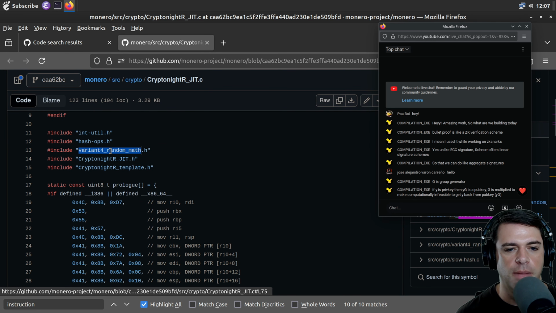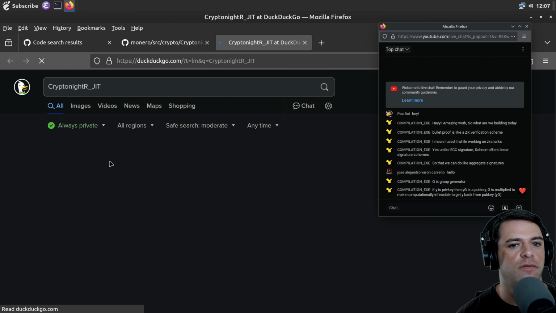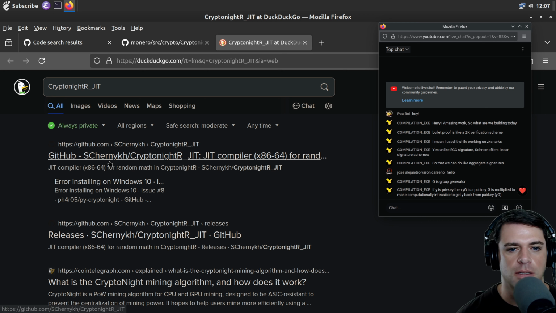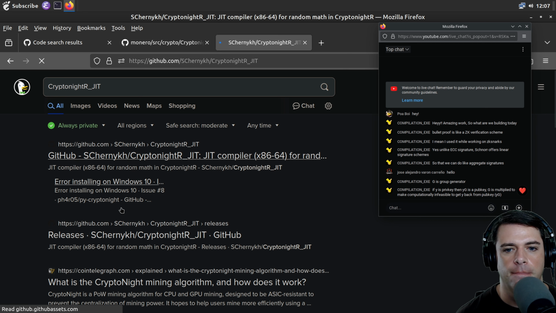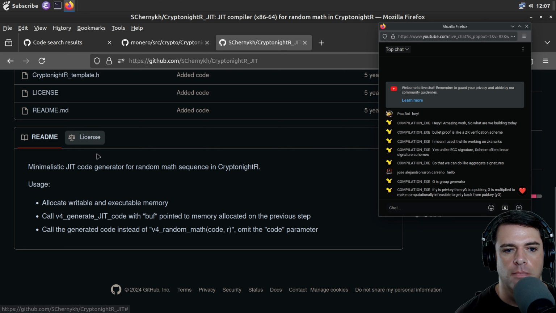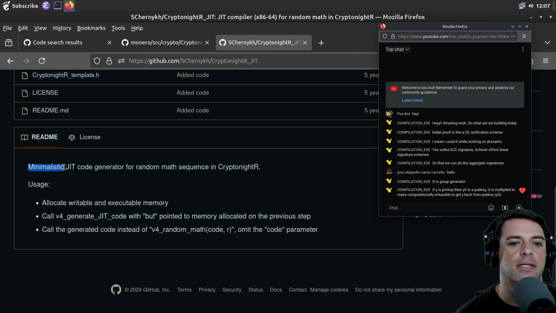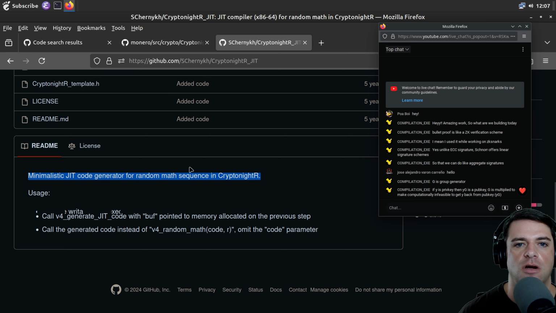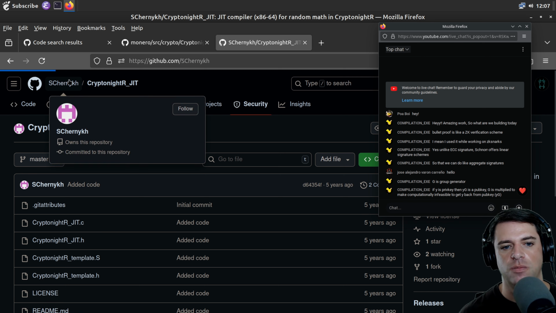Variant for random math.h is the thing we're including. We have Kryptonite R JIT. Let's see. I don't know if this is something Monero specific. Minimalistic JIT code generator with random math sequence in Kryptonite R. What is Kryptonite R?